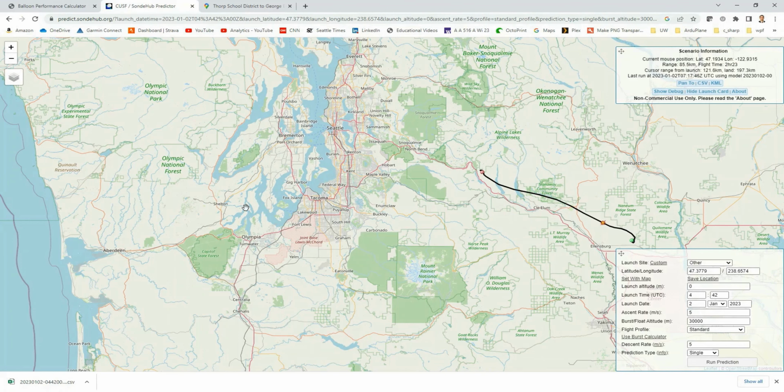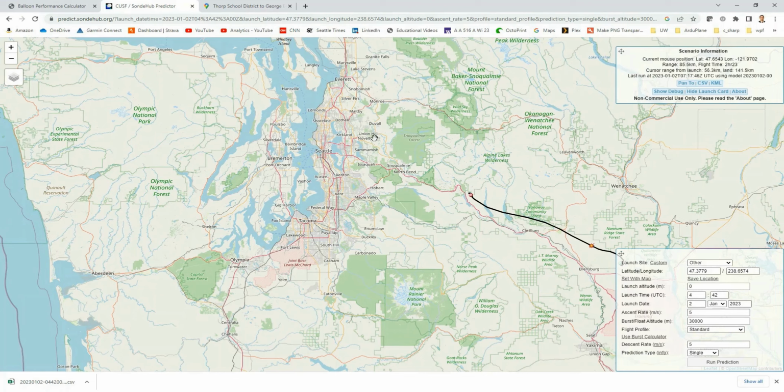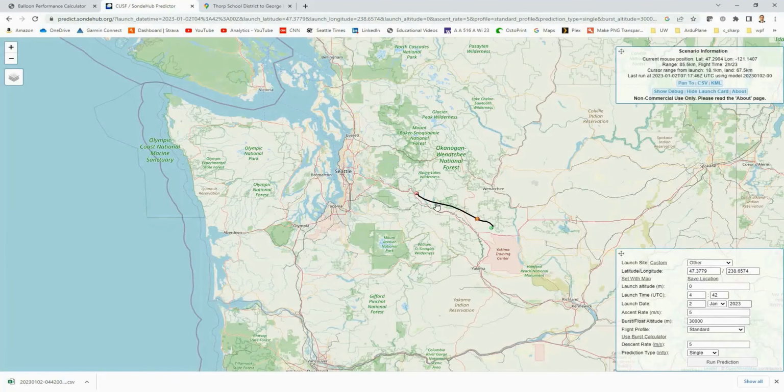There's probably no roads to access it. So we don't want to find launch sites over here on the western side of the state. We're going to need to come all the way to the eastern side of the state, on the other side of the mountains, because the terrain is a lot more flat and open, sort of farmland, and that's going to make recovery a lot easier.